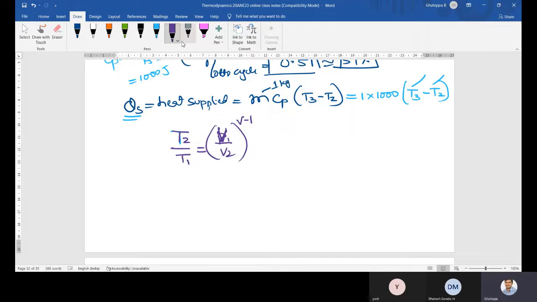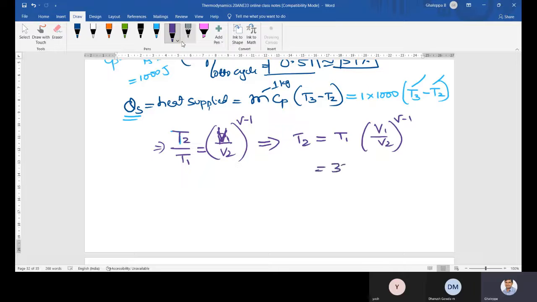How this equation has come, we will discuss later. In one of the video lectures, I have explained clearly how this equation is derived. But for the time being, just remember this equation: T2 by T1 is equal to V1 by V2 to the power of gamma minus 1. Here you need to identify which values are given and which are not. T1 is given. So using this equation, I can write T2 is equal to T1 into V1 by V2 to the power of gamma minus 1.